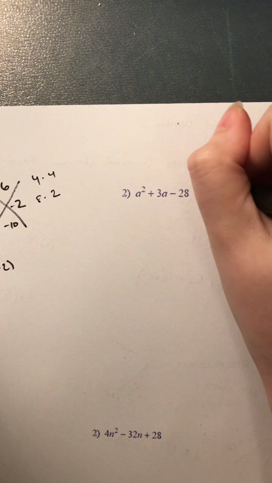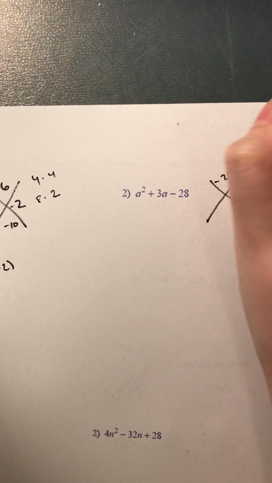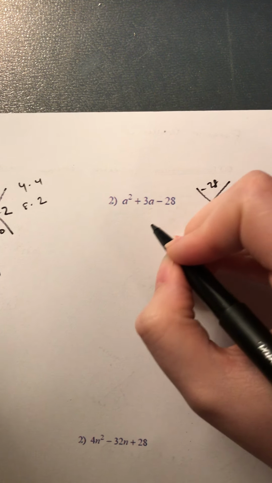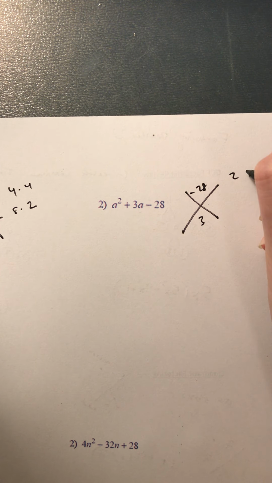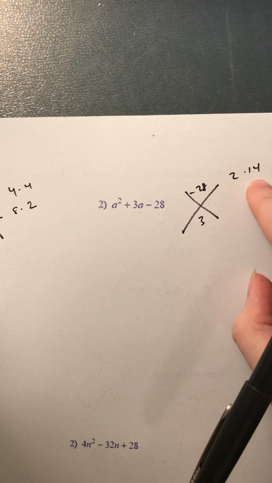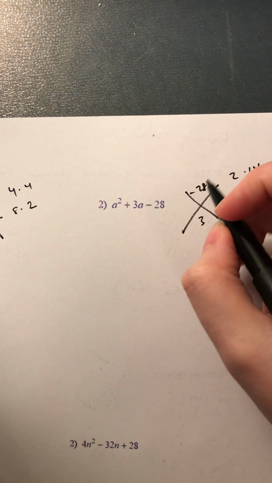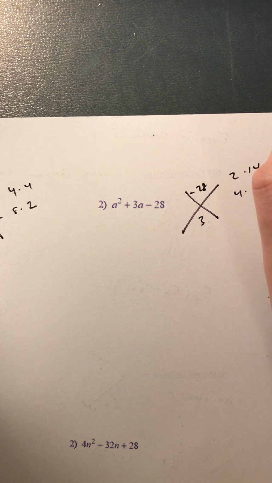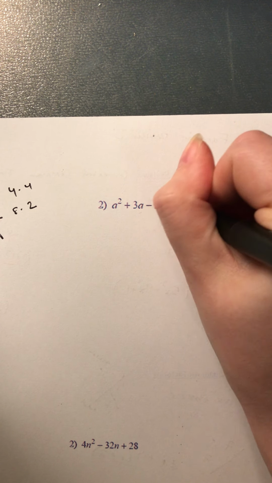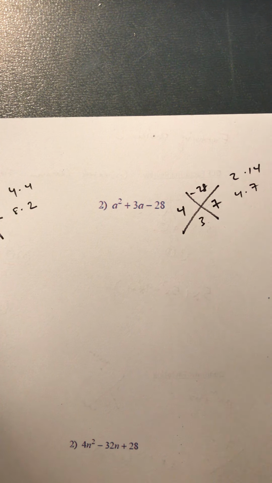Up next, set up your diamond, multiply to negative 28 and add up to 3. So thinking about what makes 28, let's see, we got 2 and 14, but that's not going to add up to 3 at all. The difference is bigger than 3. What else makes 28? 4 and 7 is the next thing that I see. Is there a difference of 3 between 4 and 7? Heck yeah, there is. So we've got 4 and 7.